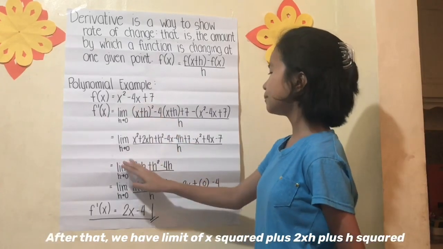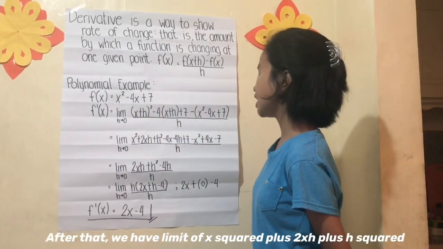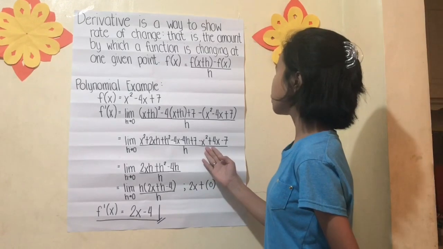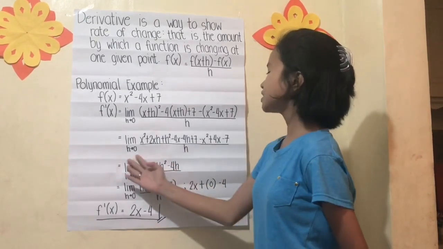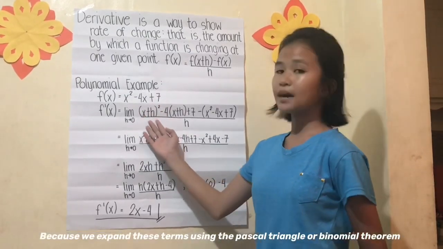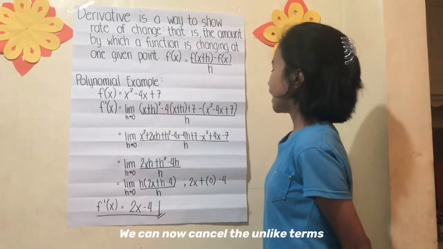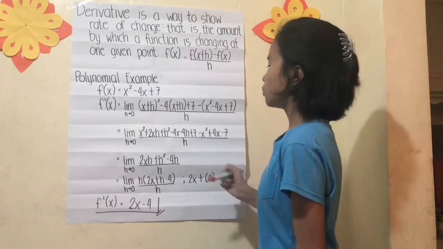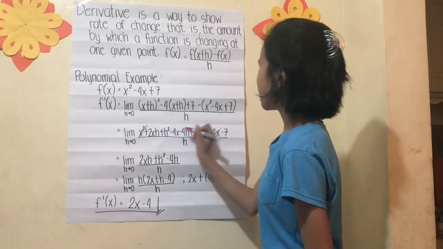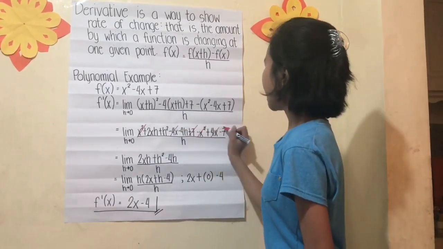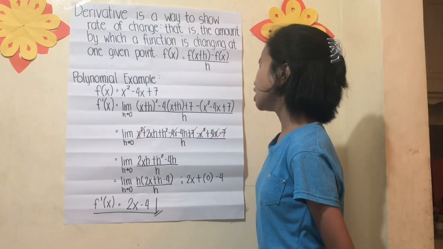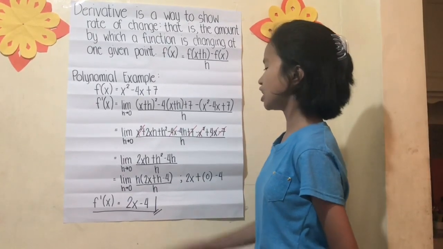After that, we have the limit of x squared plus 2xh plus h squared minus 4x minus 4h plus 7 minus x squared plus 4x minus 7 over h as h approaches 0, because we expand these terms using the Pascal's triangle or binomial theorem. Then, we can now cancel the unlike terms. We have x squared, negative x squared, 4x, negative 4x, positive 7, and negative 7. And we have the limit of 2xh plus h squared minus 4h over h as h approaches 0.